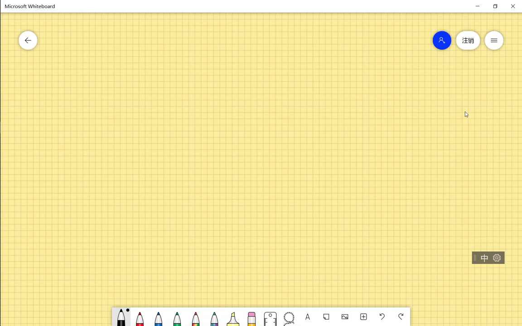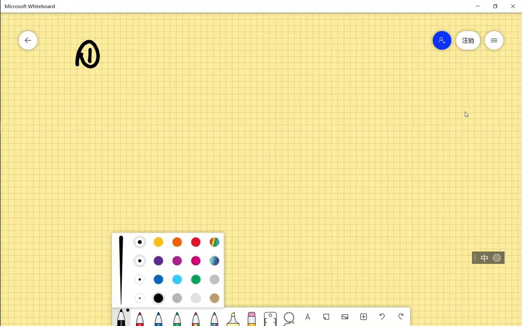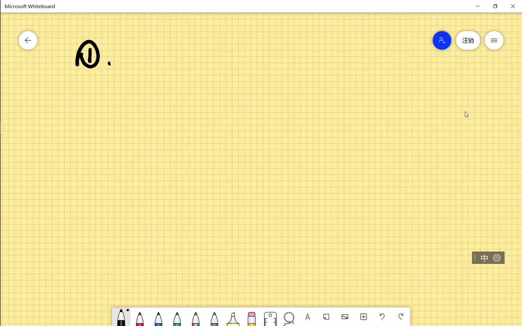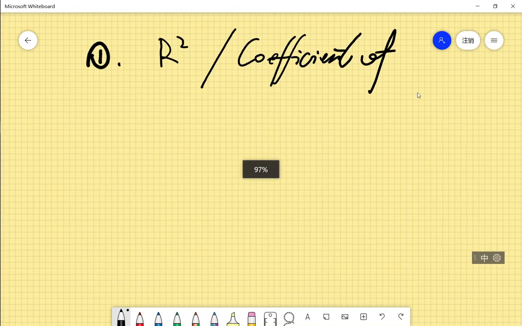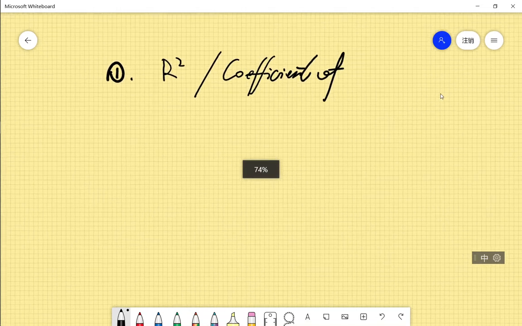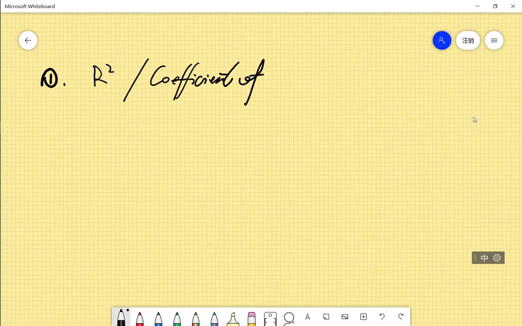Right. So first, let's talk about the coefficient of determination. Right. So I think it's very possible that the CFA will test your coefficient of determination. We can call that R square or coefficient of determination. Coefficient of what? Of determination. Let me just write a little smaller, so we can fit more space here. Coefficient of determination.